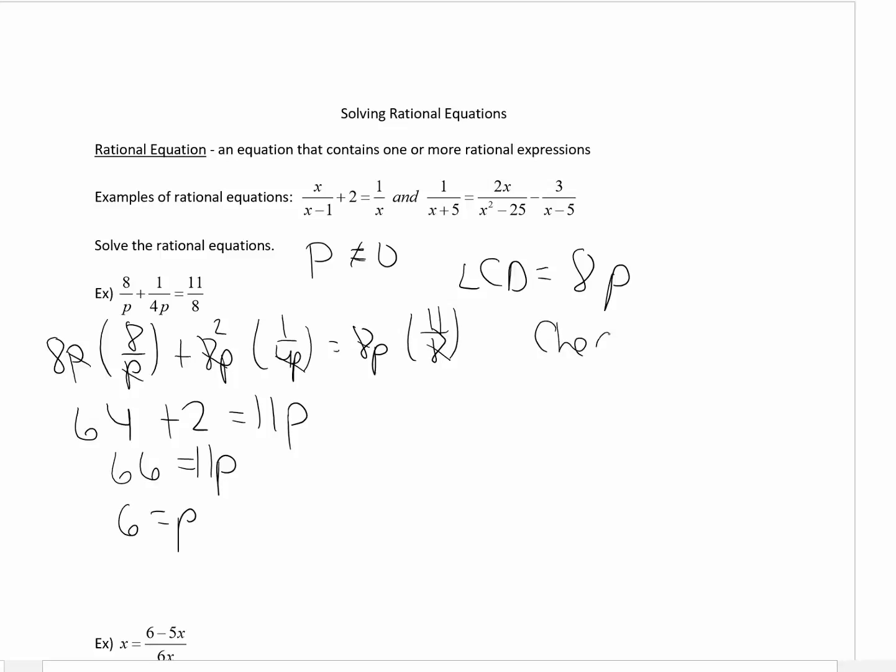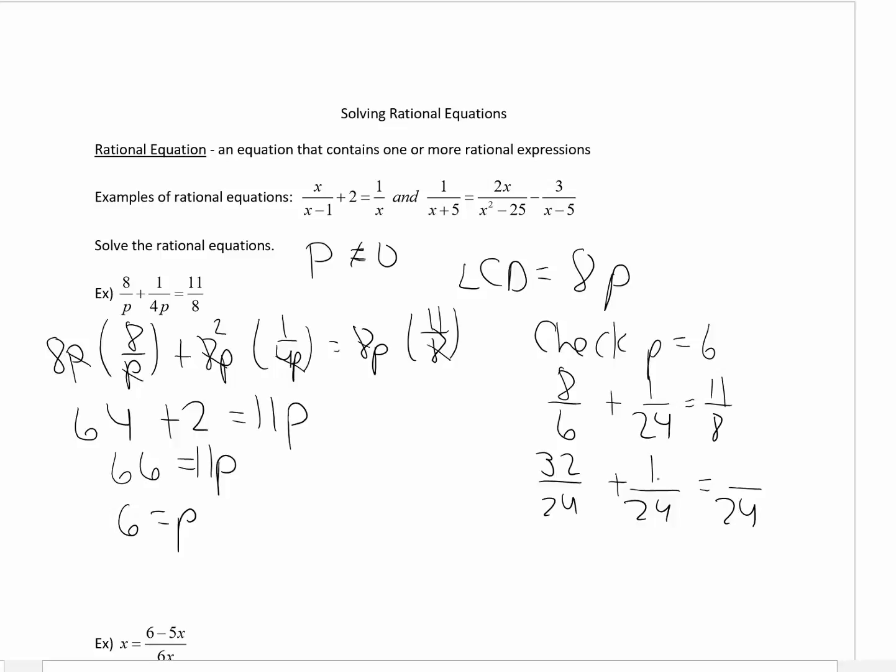So let's check to make sure that that is an acceptable solution. Every time I see a p, I'm going to replace it with 6. 4 times 6 is 24. The LCD for everything is 24. And 32 24ths plus 1 24th is 33 24ths. They are the same, so I know 6 is the solution set here.